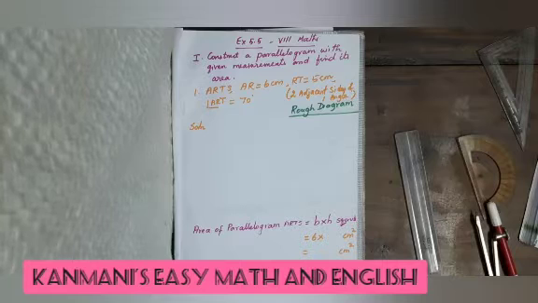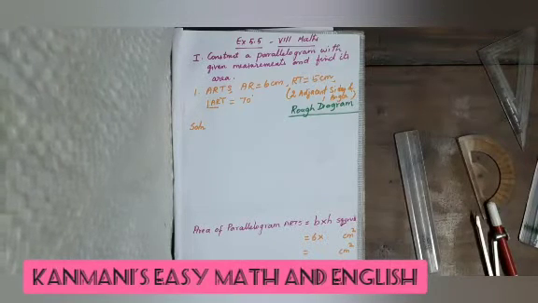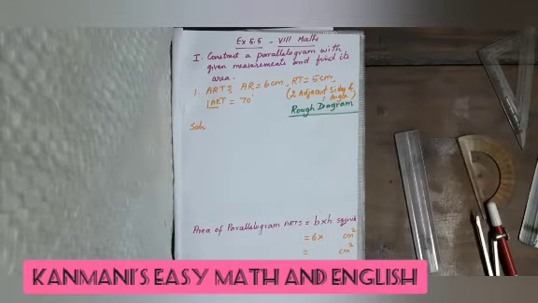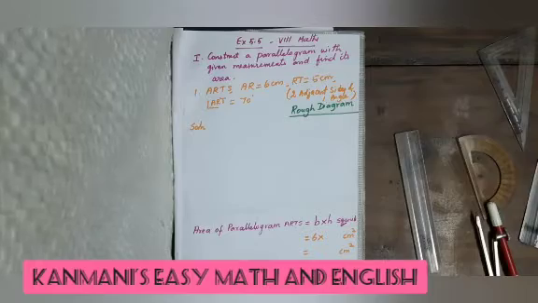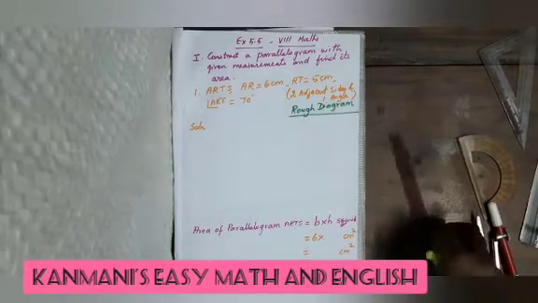So there are four types of parallelograms. The first one we are going to do is with two adjacent sides and one angle. Adjacent sides in the sense, the sides which are nearby. So let us first draw the rough diagram.